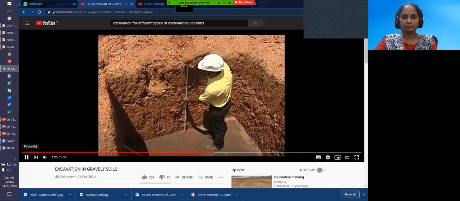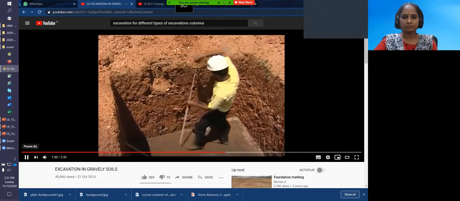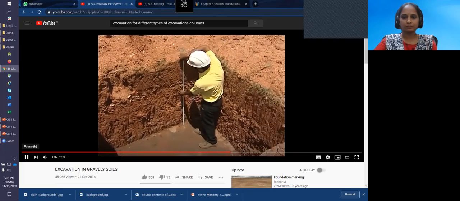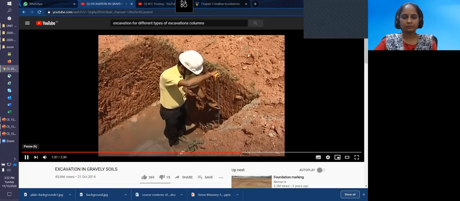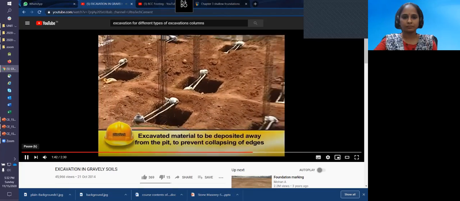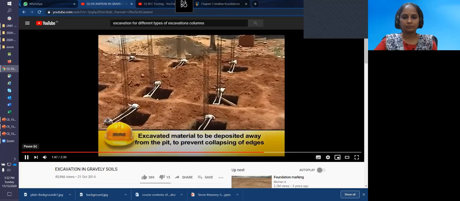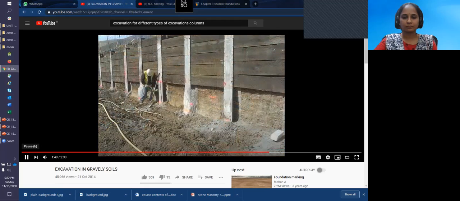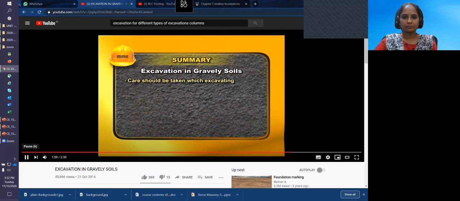The excavation should be taken to a minimum depth of 1 to 1.2 meters in ordinary soils for 2 to 3 storied buildings. It shall preferably be taken down to a firm soil and below the layer affected by water penetration. The excavated material must be deposited away from the pit to prevent collapsing of edges. For deep foundations, the excavation should be braced with tight shoring to prevent collapsing of sides. Care should be taken while excavating.